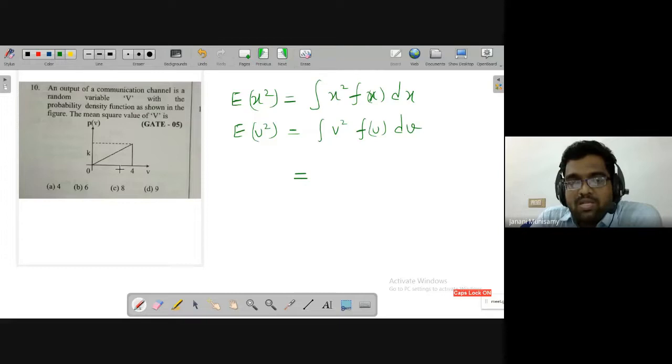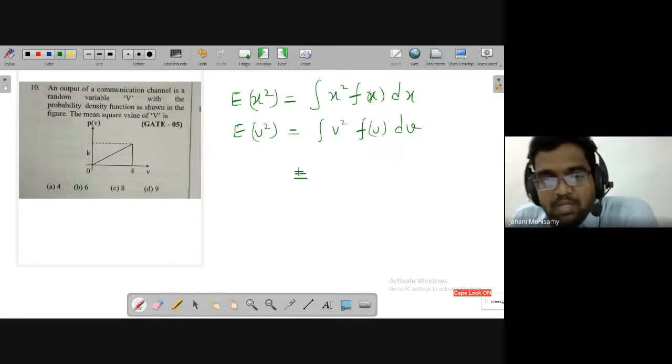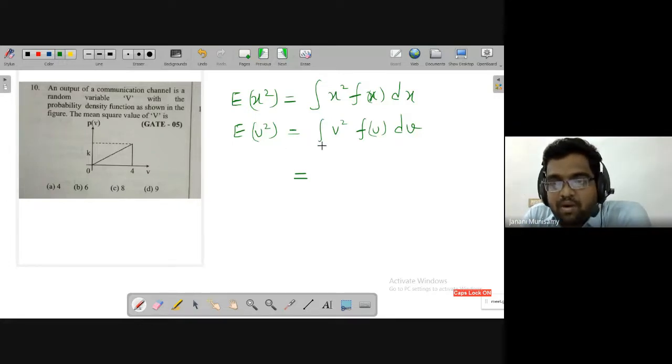Again, what is the range? You have to go from 0 to 4. In general, the integral goes from minus infinity to plus infinity, but here the signal is defined from 0 to 4. So this is from 0 to 4.